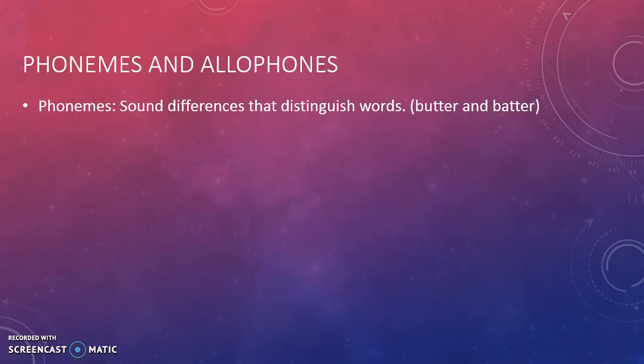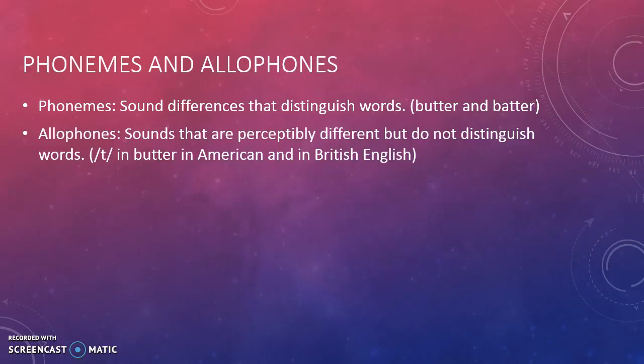In this same type of difference, we have the pronunciation of words like bitch and beach, mate and meat, and etc. The other concept is the allophone. The allophone is a sound that is perceptibly different but does not distinguish the words.